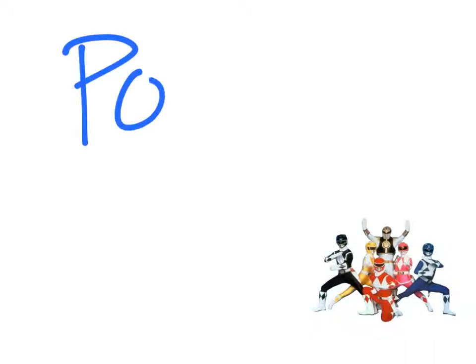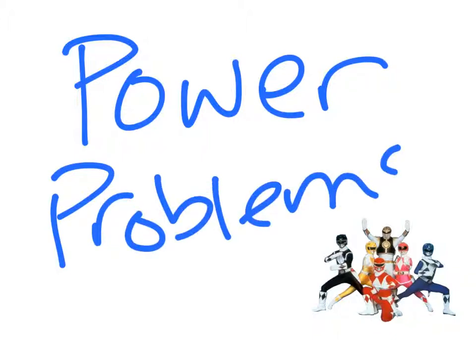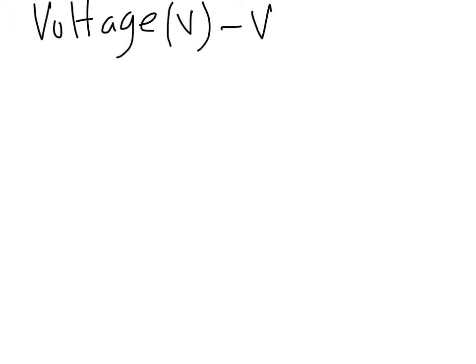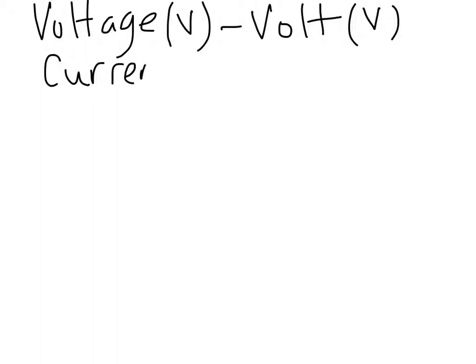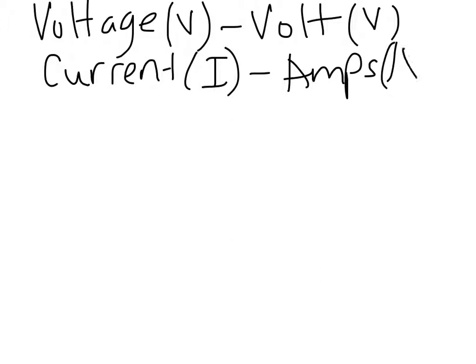So the next video is how to solve power problems. Just a reminder about some of the values that we've used before and that we're going to use again. We have voltage. Voltage is symbolized by V, and the unit for voltage is volts, which we also use a V for. We also have current, symbolized by an I, measured in amps, which we use an A for.